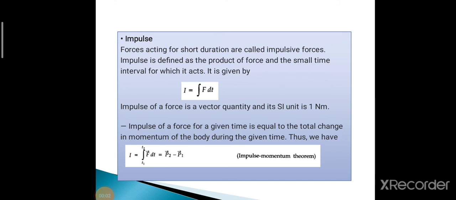Impulse of a force for a given time is equal to the total change in momentum of the body during the given time. The impulse momentum theorem is given as impulse is equivalent to change in momentum, which is equal to p2 minus p1, where p2 is the final momentum and p1 is the initial momentum.